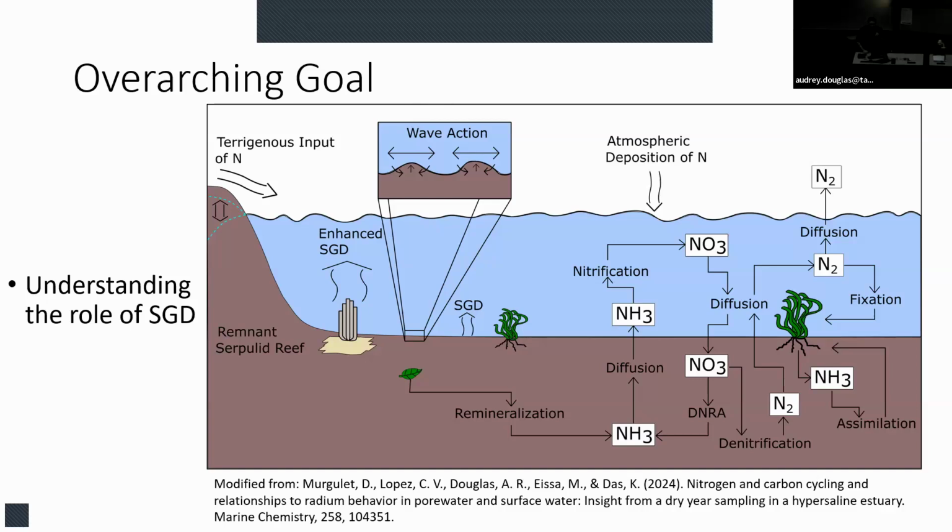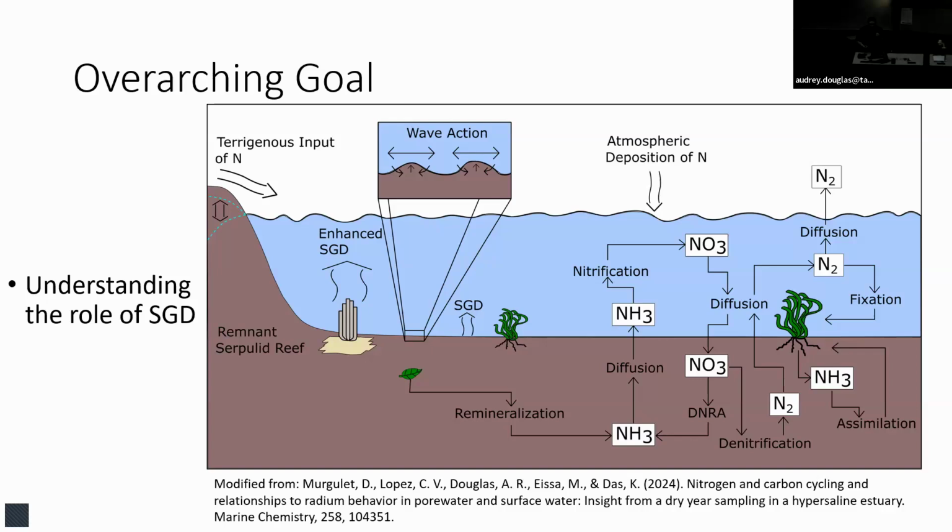Groundwater discharge can include water flowing directly out of the ground like that. You can also see that little expansion on the figure about wave action: when waves move over ripples in the sand, they push and pull water in and out of the sand. That's also part of groundwater discharge.